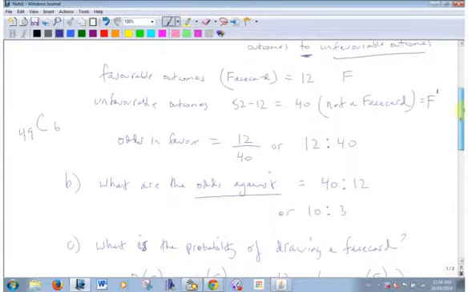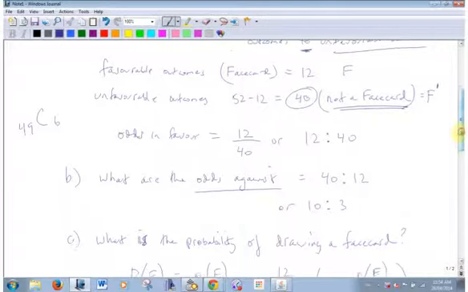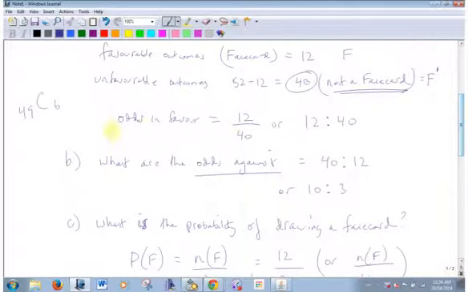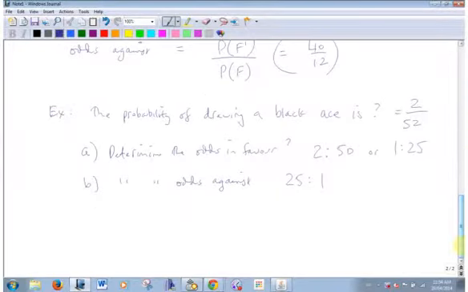There's 40 cards that are not a face card, and there's 50 cards that are not a black ace. When we do probability, we can kind of skip this part, but that's what this book has. It's odds against, odds in favor. Okay, last one.